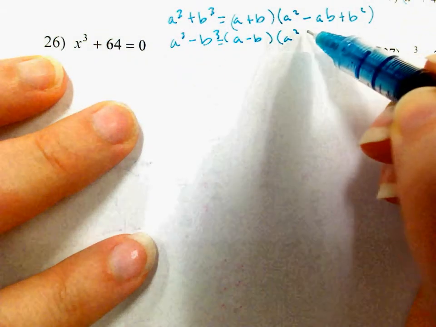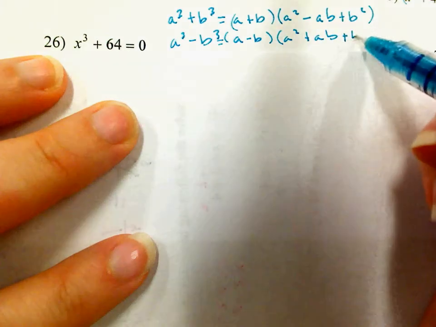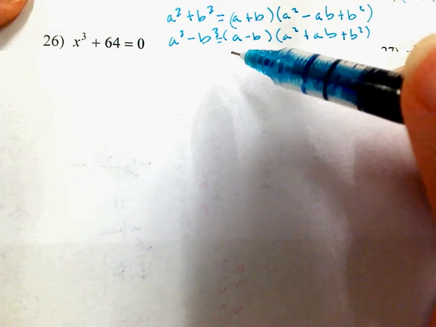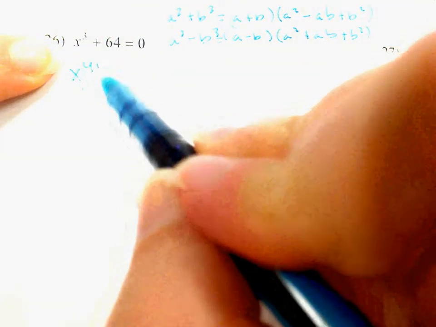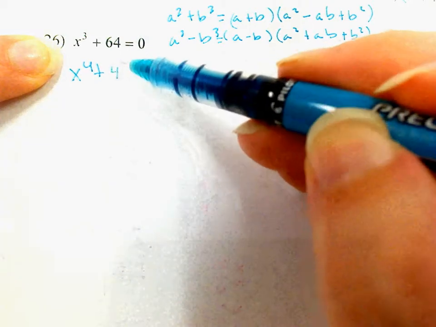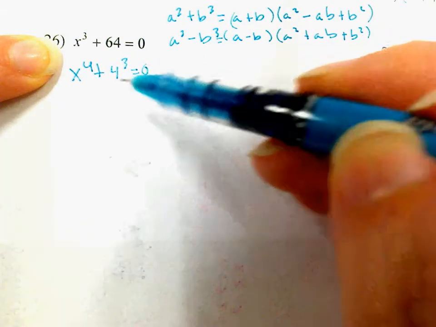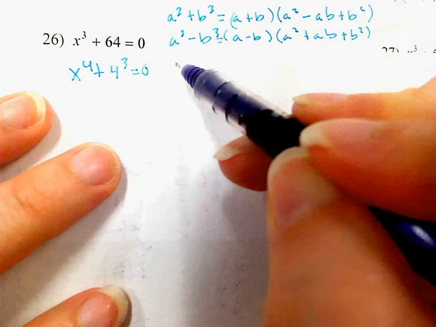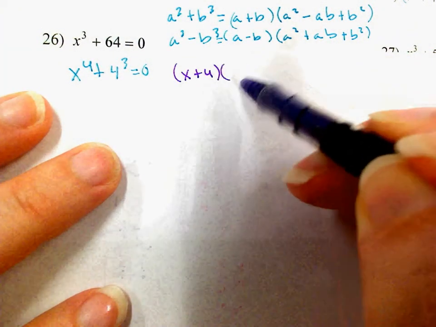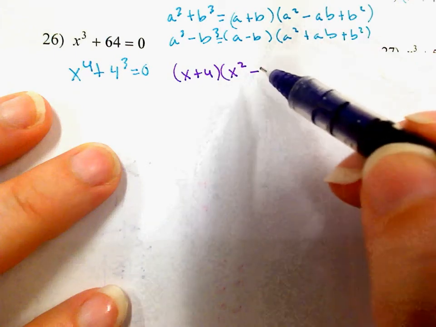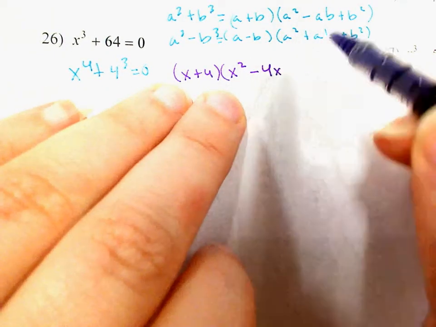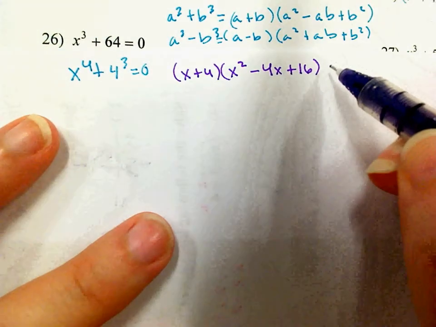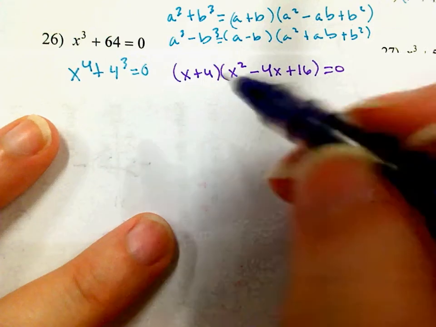So what is 64? Well, 64 is 4 cubed. So a is x and b is 4. Okay, so I've got x plus 4, x squared, the first one squared, minus the 2 times each other, 4 times x, and then the last one, plus 16. And that is that factor. Okay, as far as solving, when does that equal 0? Negative 4. This does not factor. If it did, then we wouldn't have this formula up here.